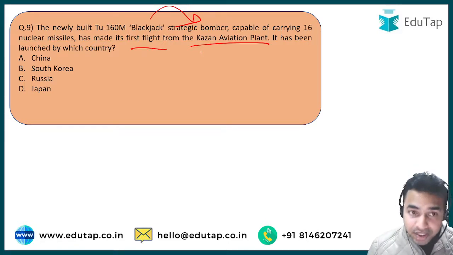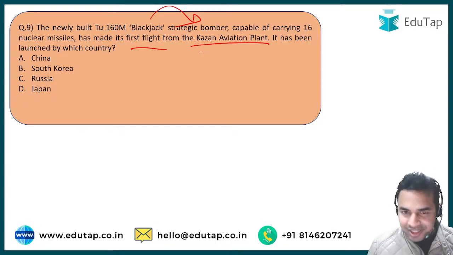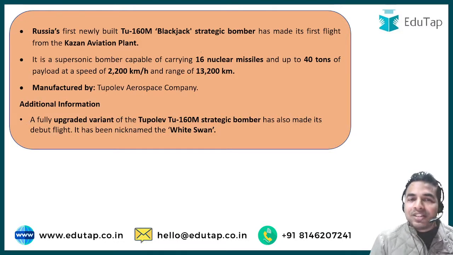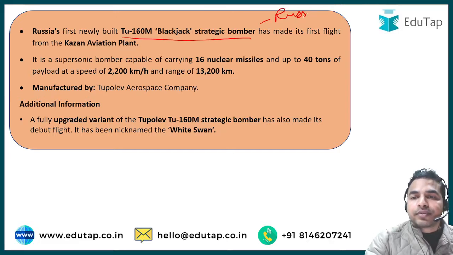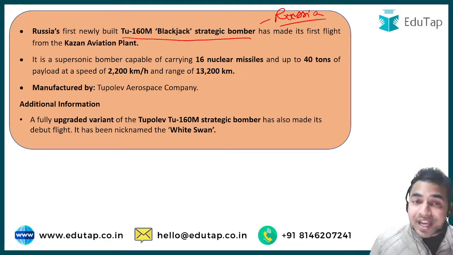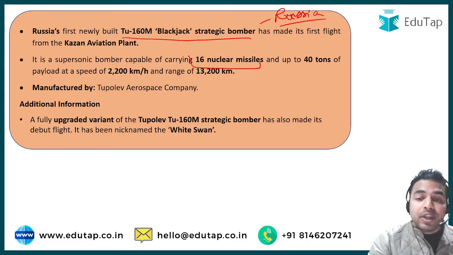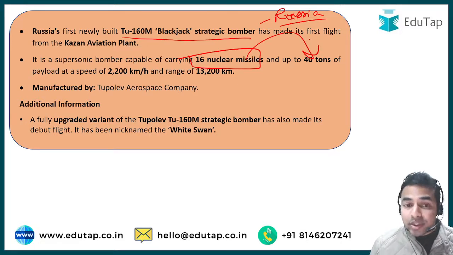See, in this question you are just required to identify the name of the country, and the right answer to this question is option C, that is Russia. So this is the very first newly built Tu-160M Blackjack strategic bomber of Russia. Okay, and it has made its very first flight from the Kazan aviation plant, and it is a supersonic bomber with very high capabilities. It can carry 16 nuclear missiles and up to 40 tons of payload, and that too at a speed of 2200 km per hour.